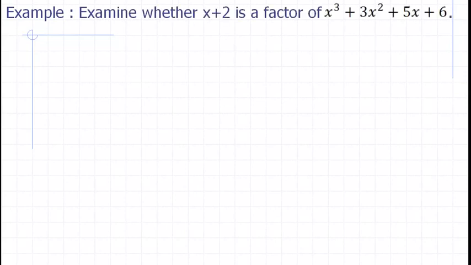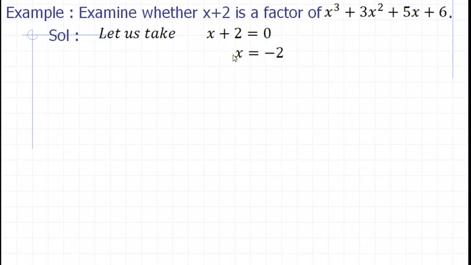It is given: examine whether x plus 2 is a factor of x cube plus 3x square plus 5x plus 6. This means we examine whether x plus 2 is a factor of this polynomial or not. Let us take the divisor x plus 2 equal to 0, as you have read in the previous classes. After taking this equal to 0, you will get x equals minus 2.